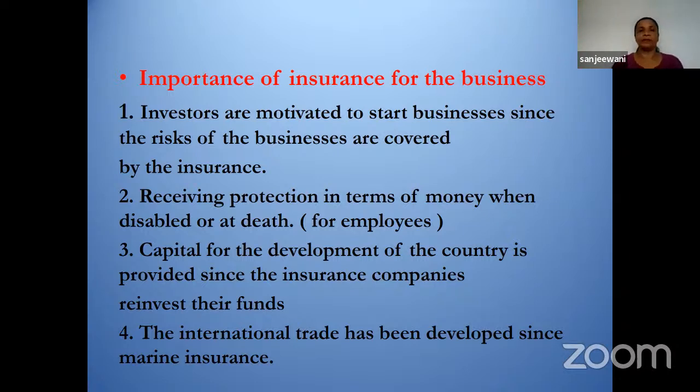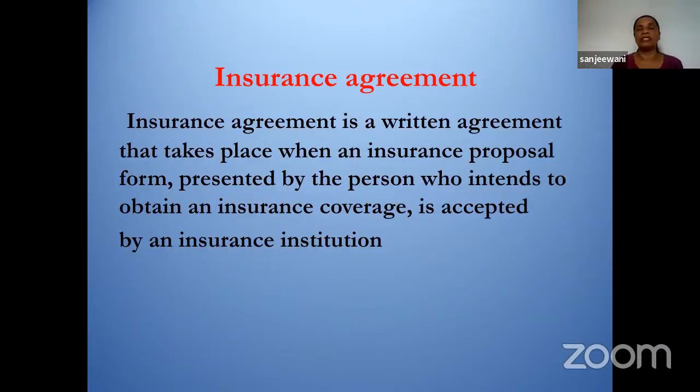All right, so then we'll see the insurance agreement. What is this agreement? I told you insurance is an agreement between the insured and the insurer, right? This agreement is a written agreement, children. It takes place when an insurance proposal is presented by the person who intends to obtain an insurance coverage, and that is accepted by an insurance institution. Suppose I'm going to get insurance, so I'm coming to you as the insurance institution, getting the coverage from your institute. So both of us come to an agreement.